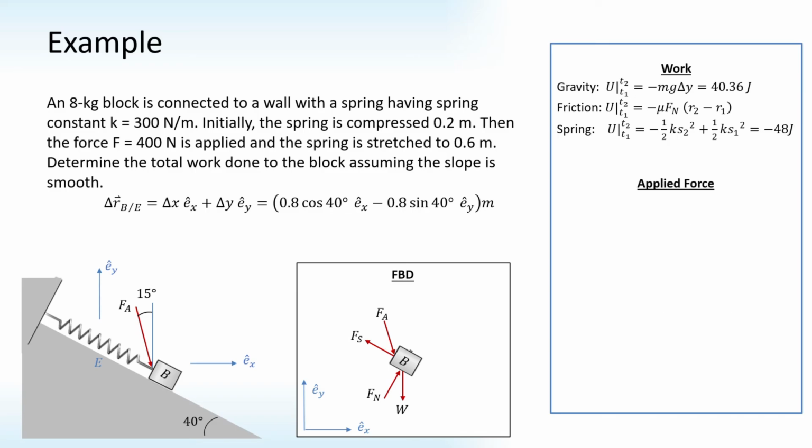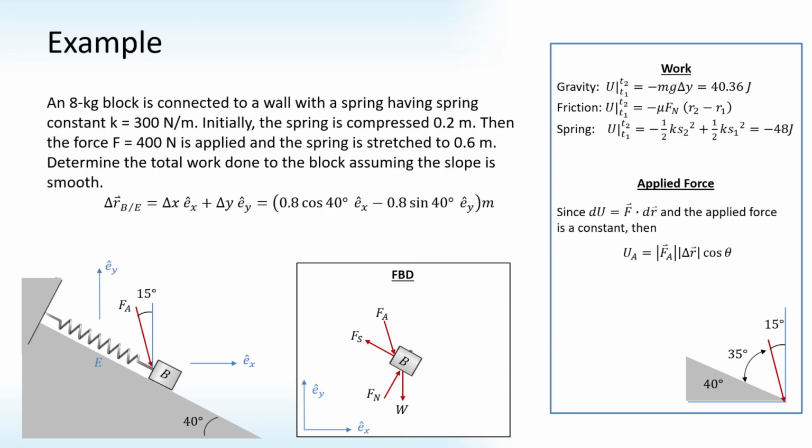Finally, we'll consider the applied force. The angle makes this one a bit tricky, so let's draw a diagram. If the applied force makes an angle of 15 degrees with the vertical and the incline makes an angle of 40 degrees with the horizontal, then the angle between the force and the direction of motion must be 90 degrees minus 15 minus 40, which is 35 degrees.